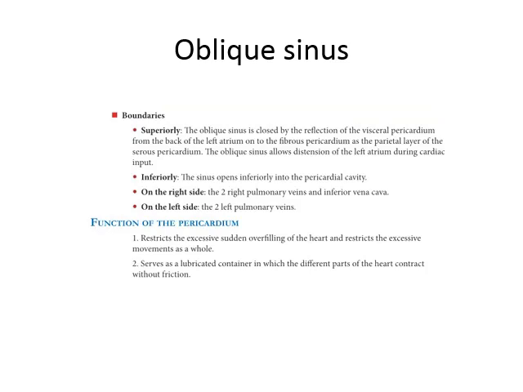The pericardium has another sinus called the oblique sinus. What are the boundaries of the oblique sinus? Superiorly, the oblique sinus is closed by reflection of the visceral pericardium from the back of the left atrium to the fibrous pericardium at the parietal layer of serous pericardium. The oblique sinus allows distension of the left atrium during cardiac input, while inferiorly it is opened. On each side there are pulmonary veins, and additionally on the right side there is the inferior vena cava.